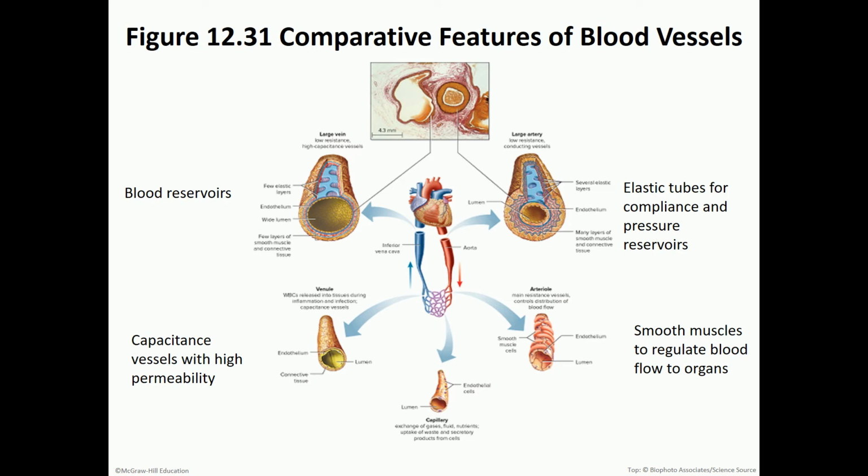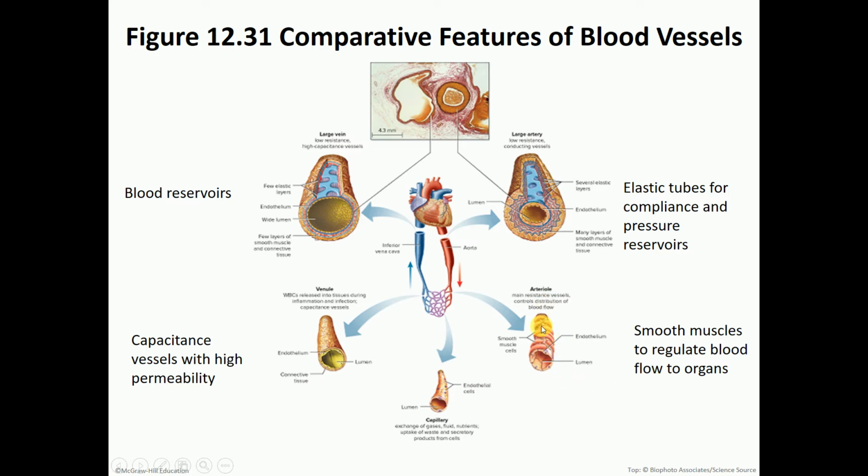That would dilate the arterioles and bring more blood into the organ, while the opposite would happen in the opposite scenario. So if the organ doesn't need all of that blood, these smooth muscle fibers are going to constrict, causing vasoconstriction, or the decrease in the diameter of that lumen, that would decrease the amount of blood going to organs. So the arterioles, again, it's all about the smooth muscle fibers regulating the blood flow to individual organs.